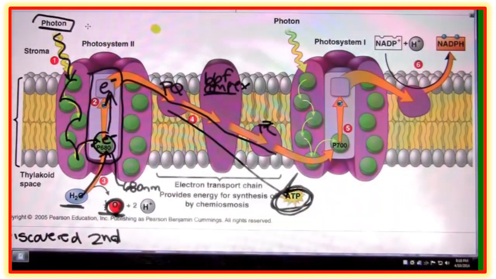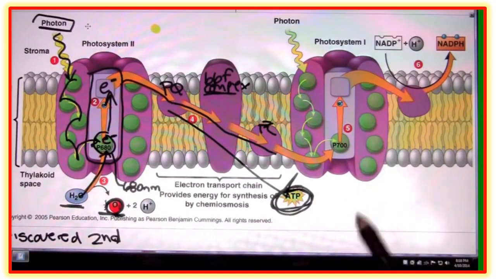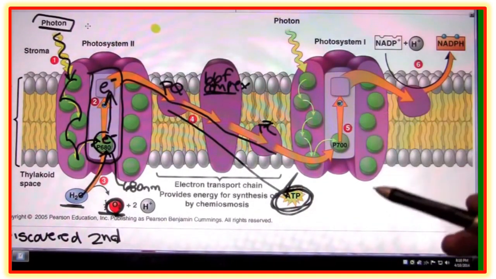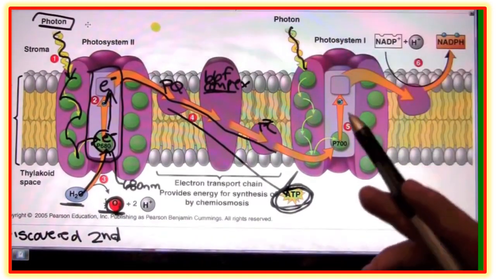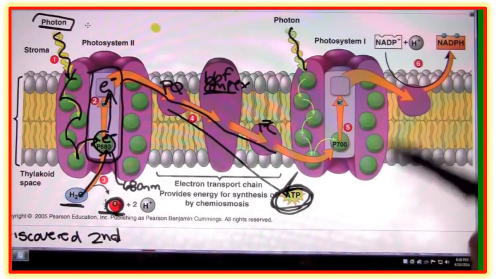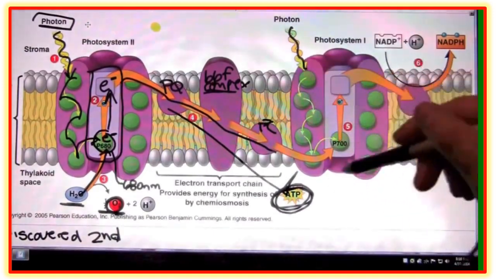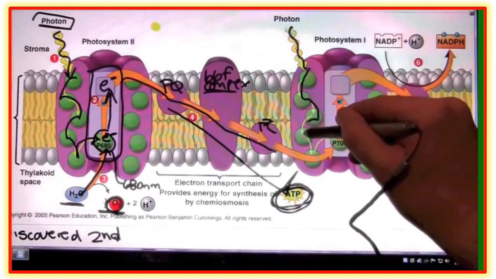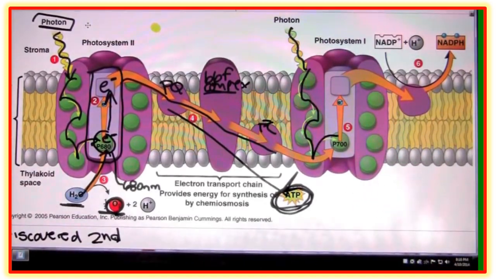Alright, now in photosystem 1, similar to photosystem 2, it is named this because it was discovered first in the process. And again, similar to photosystem 2, the photon is absorbed into the complex from an exterior source, which is more than likely the sun. This photon then bounces from light harvesting complex to light harvesting complex until it reaches the complex P700.